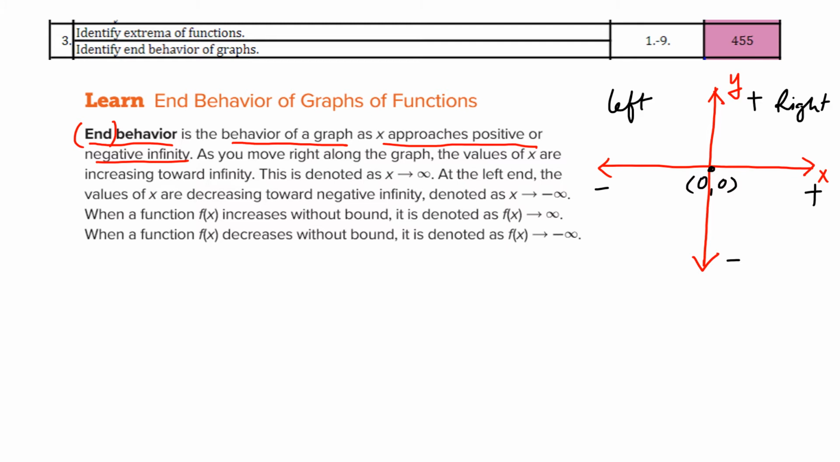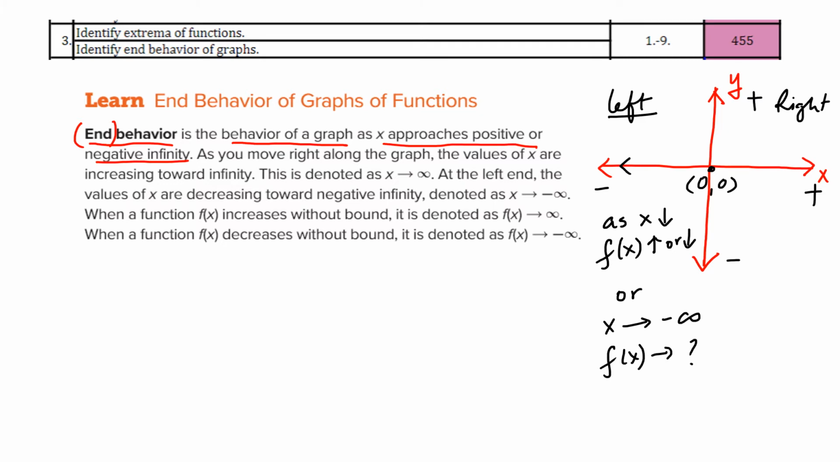So as x is going on the left, meaning as x is decreasing, how is the graph behaving? If your graph is f(x), how is it behaving? Is it increasing or decreasing? That's what end behavior on the left is. Or you could say it in infinity form: as x is going to negative infinity, where is f(x) going? That's what you need to predict on the left side of the end behavior.